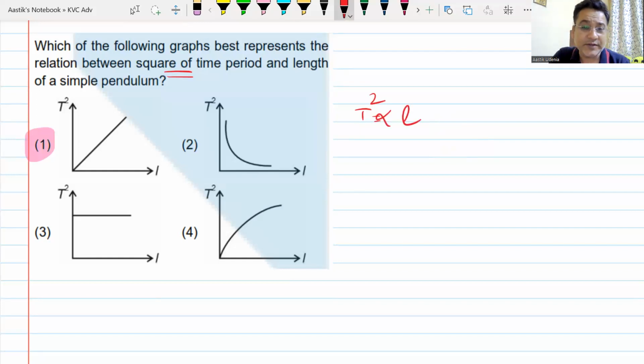I have given you so many problems on this. Yes or no? Yes. Are we able to do this question? Yes or no? Yes, sir. This is the next question in line.